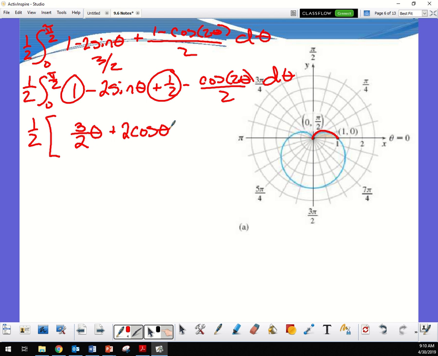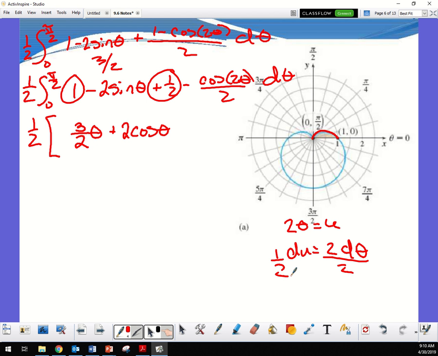Do you guys want me to do all the steps? Yes? Okay. So if 2 theta equals u, I'm going to have du is 2 d theta, right? Divided by 2, 1/2, and then I would just take the integration of cosine by itself, right? And that 1/2 turns this into 1/4, doesn't it?